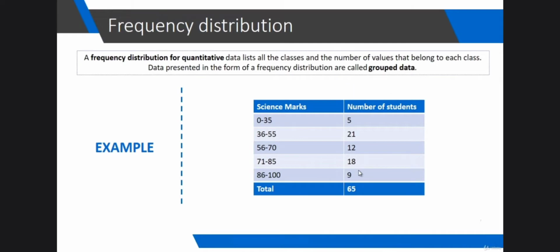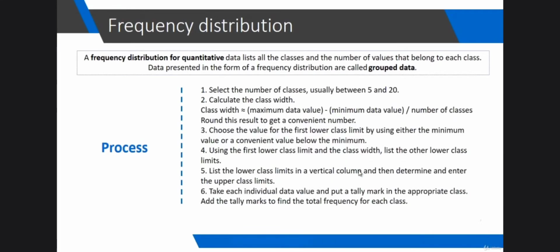Now we will learn to do this using software like Python. But for a small number of observations, we can do it manually also. So let's learn how to do it manually. First, we have to decide the number of buckets. Usually, we keep it between 5 and 20. Next, we decide the class width. Class width is decided using this formula, which is maximum value minus minimum value divided by the number of classes that you have decided in the first point.